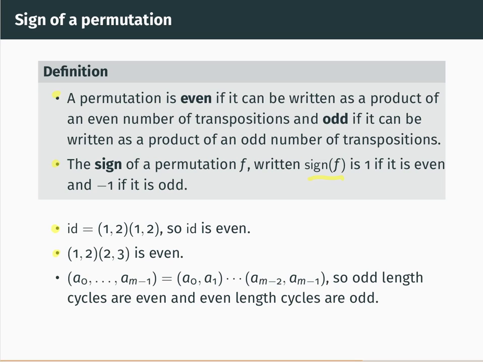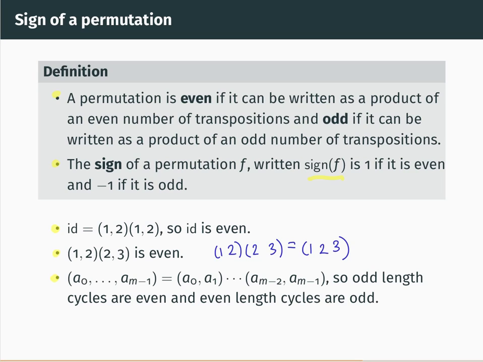Equally, if you look at this permutation, (1 2)(2 3), then that's even. Of course, (1 2)(2 3) is equal to (1 2 3). So the 3-cycle (1 2 3) is an even permutation.